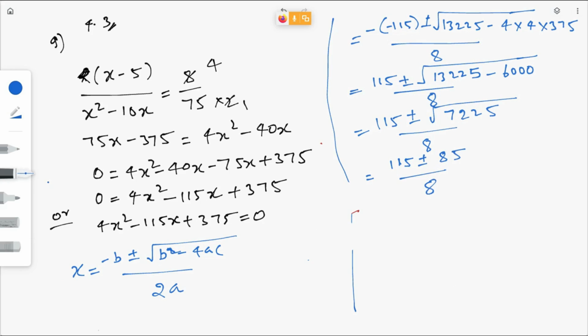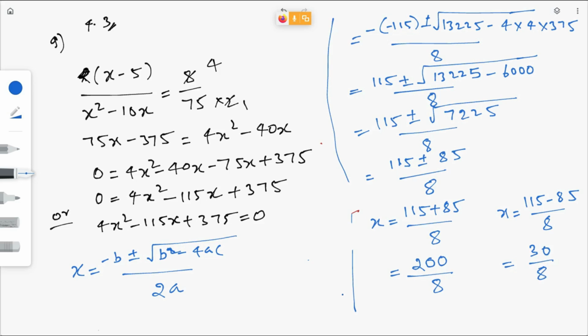So if you simplify this one, x is equal to 115 plus 85 divided by 8, and x is equal to 115 minus 85 divided by 8. 115 plus 85 is 200 divided by 8, and here 115 minus 85 is 30 by 8. So if you simplify this, you will get x is equal to 25, and here x is equal to 30 by 8.